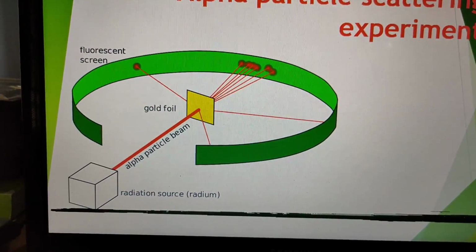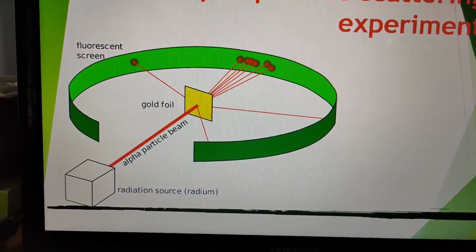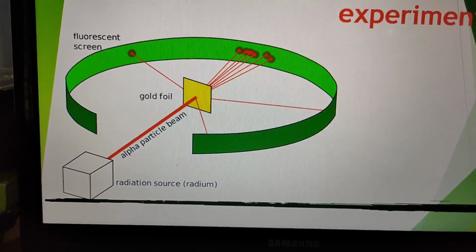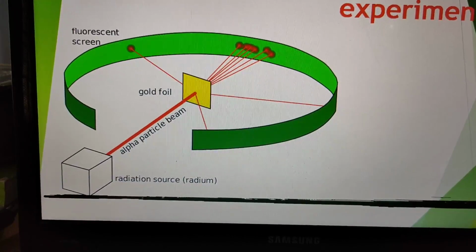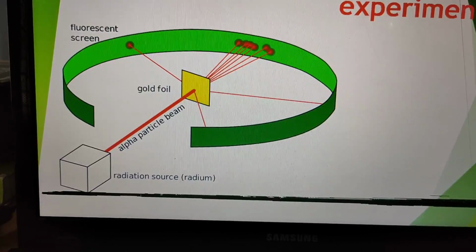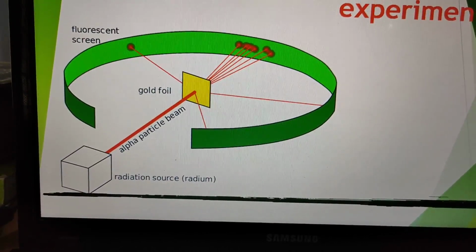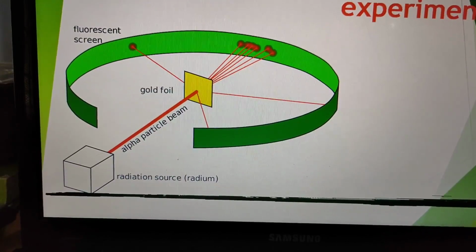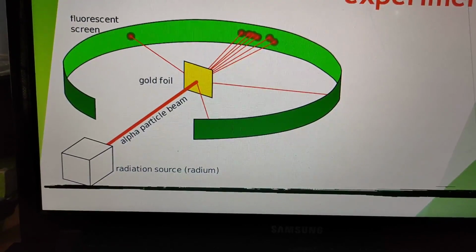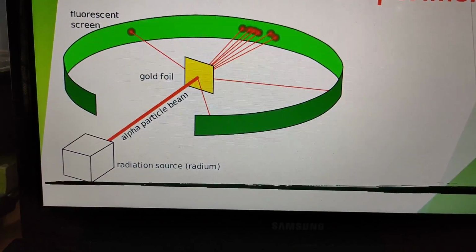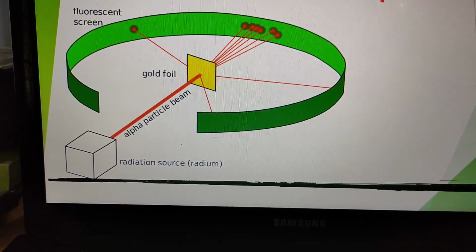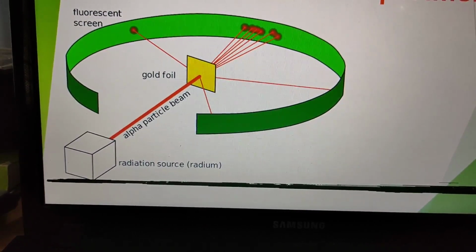Now what he did is he bombarded a very thin gold foil with alpha particles. The stream of high energy alpha particles was directed, and the number of alpha particles scattered in different directions was analyzed. The thin gold foil had a circular fluorescent screen around it. Whenever alpha particles struck the screen, a tiny flash of light was produced at that point.